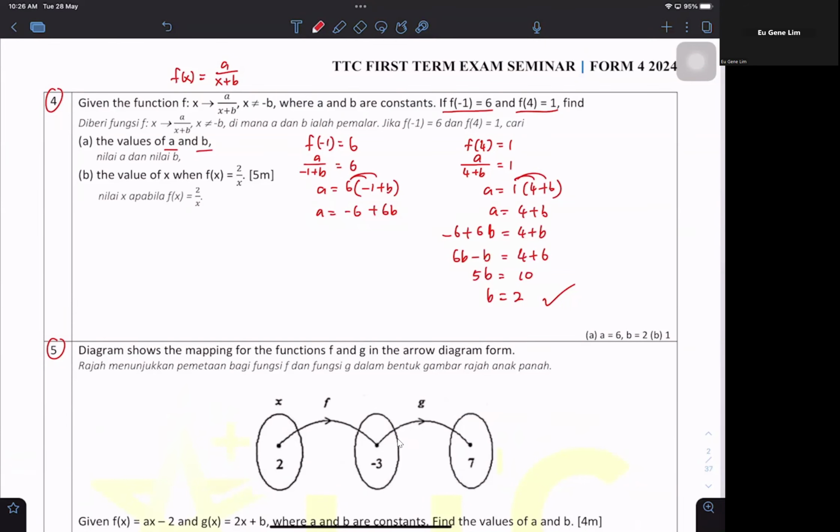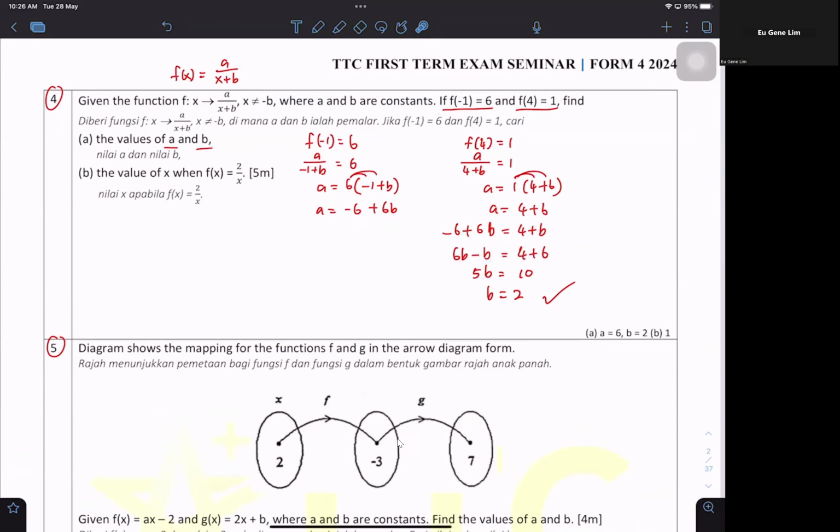This plus b you bring over becomes minus b. Then -6 you bring over becomes positive 6. 6b minus b is 5b. 4 plus 6 is 10. 10 divided by 5 is 2. Then once you find out b, you sub back to here. Then you get the a.